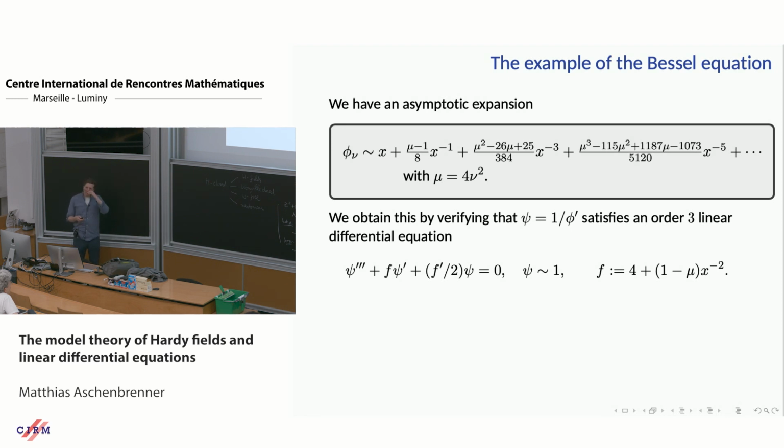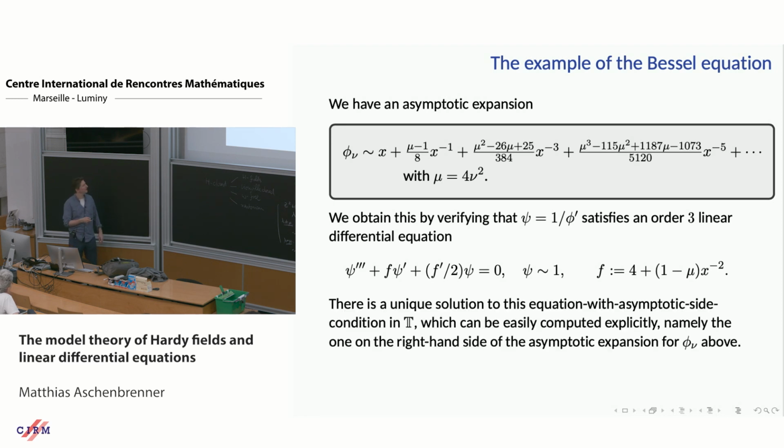You can go to the transseries and explicitly solve it, because transseries, remember, are formal series. You can just compute without thinking about convergence. So you can show, with not too much work, maybe a page of computations, that there's a unique solution of this equation with this asymptotic psi condition in T, namely the one that is on the right there.